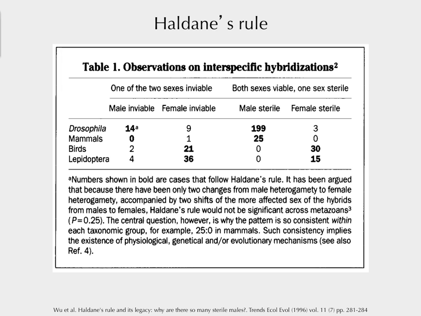So Haldane's rule. So look at this table of numbers. What can you derive? What inference can you derive from this? Why don't we break into groups and talk in groups for a couple minutes about this? Okay, so talk to your neighbors. What patterns do you see, and can you figure out any possible explanations?